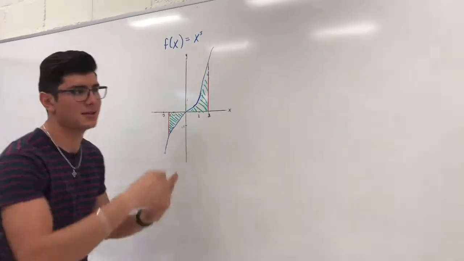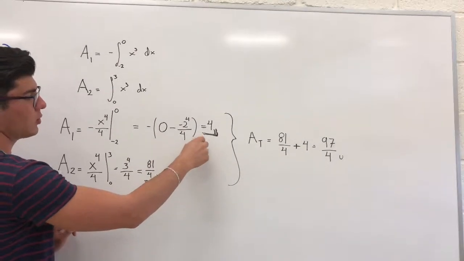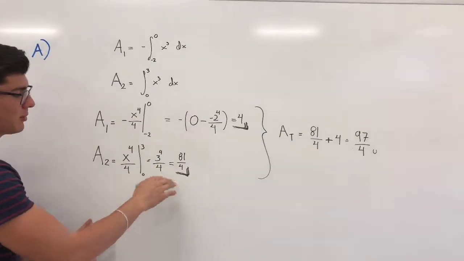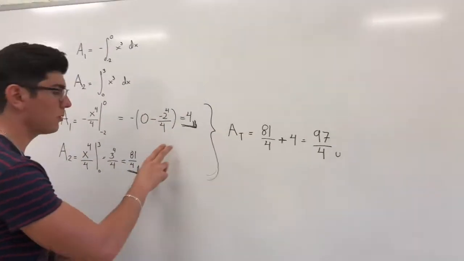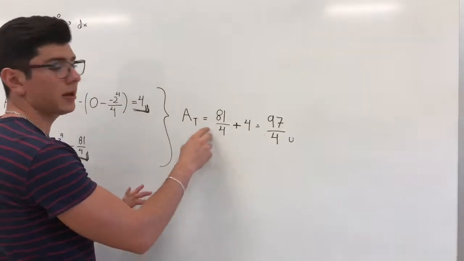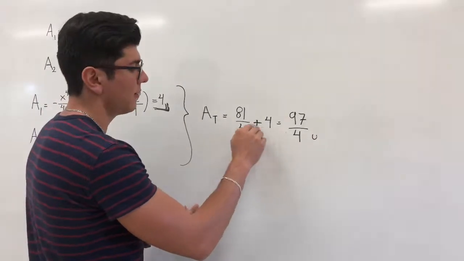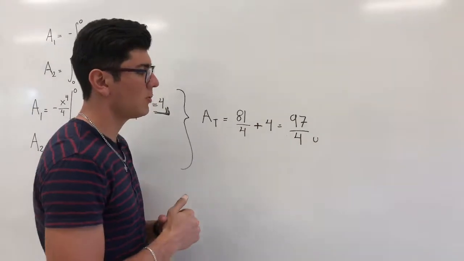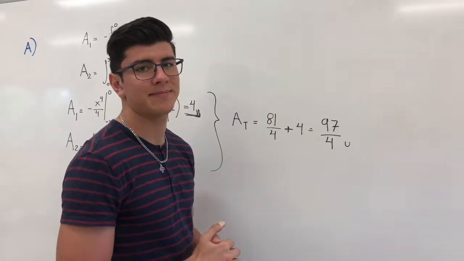The results of both of them are 4 and 81 over 4. For the total area, we have to add both of the results. So it will be 81 over 4 plus 4, and the final result will be 97 over 4 units of area.